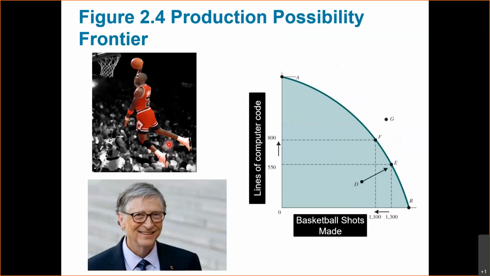So we can put any 2 things on a PPF. Down here I'm going to have basketball shots made, and up here I'm going to have lines of computer code written. So we could start down here at point B. Michael Jordan's doing his whoosh thing, flying, and everybody's watching Michael fly, shooting hoops. Or Bill Gates walks in, and he kind of granny-shoots the basket. Dude will get there eventually to make baskets. Or we could go up here to point A.